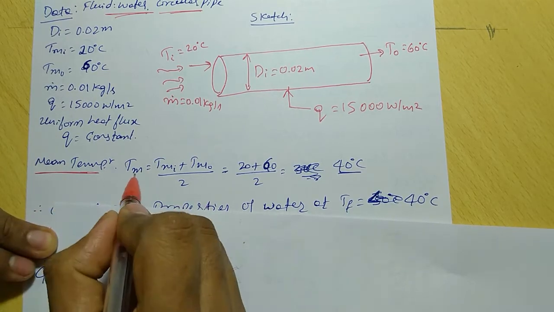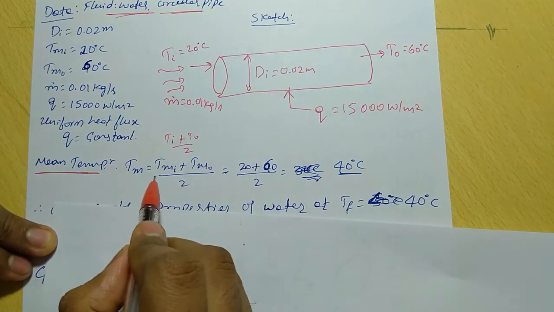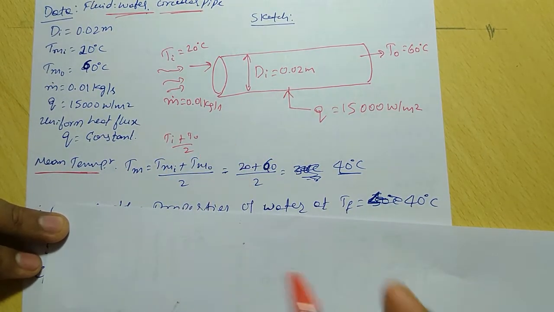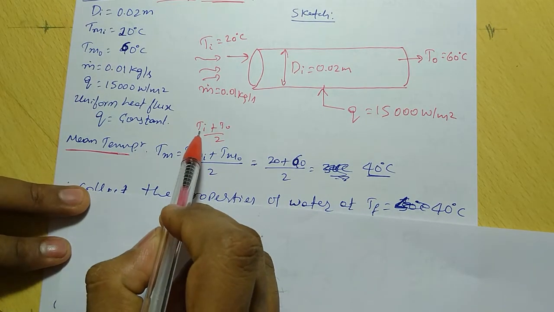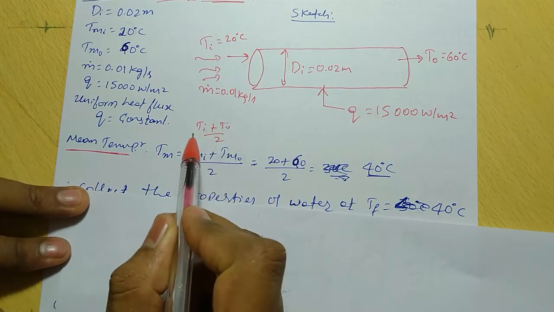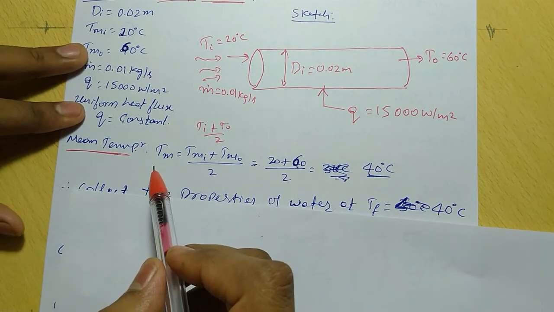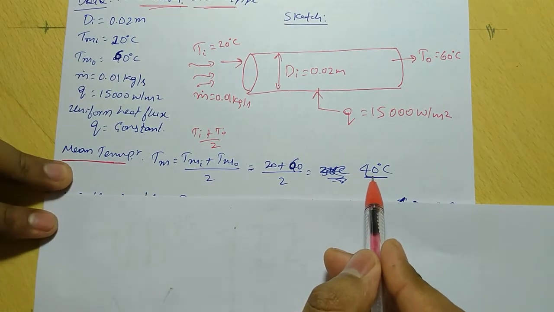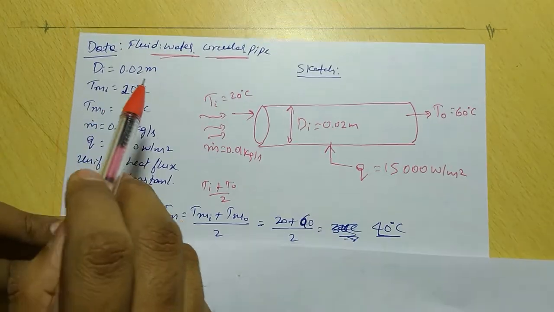Bulk mean temperature, Tm, you can write as Ti plus T naught by 2, or TMI plus TM naught by 2. These terms are used in our data handbook. In most textbooks they write Ti plus T naught by 2, and I also take Ti plus T naught by 2 only. The mean temperature is 20 plus 60 divided by 2, which is 40 degrees centigrade. Now what you have to do? At this mean temperature, you have to collect the properties of the given fluid.